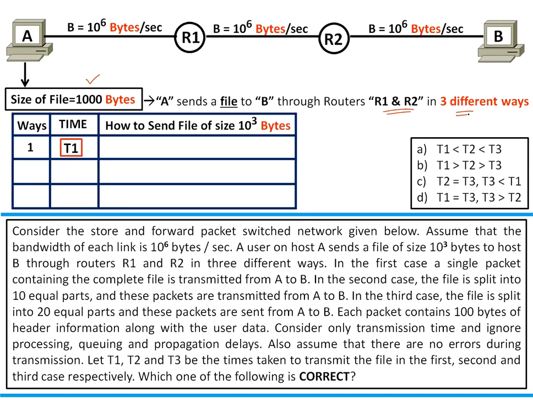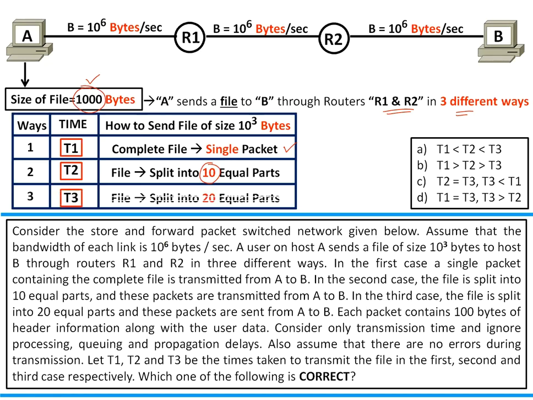First way, time is T1. It is the complete file in a single packet. Second way, time will be called T2. The file will be divided into 10 equal parts, that means 100 bytes each. Third, T3. The file will be split into 20 equal parts. That will be 50 bytes each. Each packet contains a header of 100 bytes.